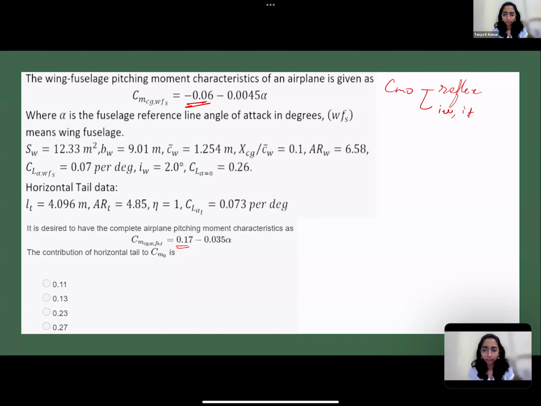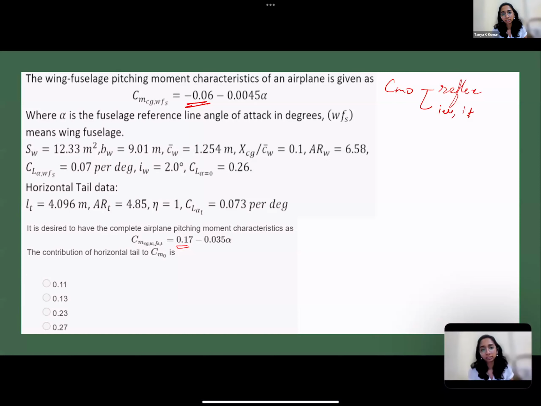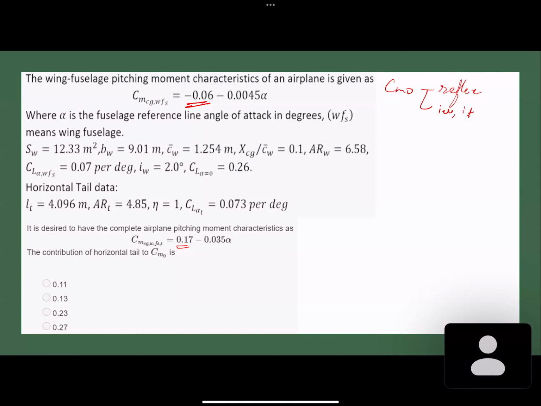Harshit, can you mute yourself? Harshit? Harshit, please mute yourself. Harshit?